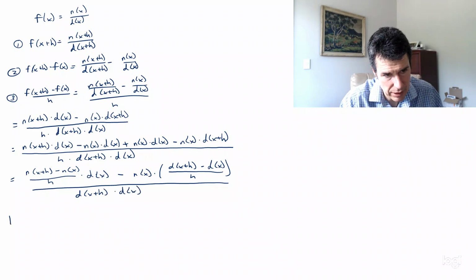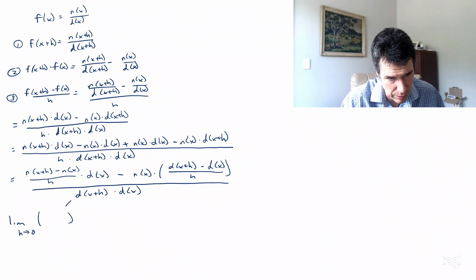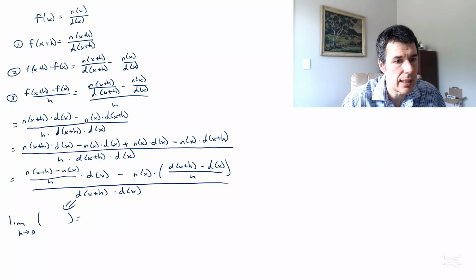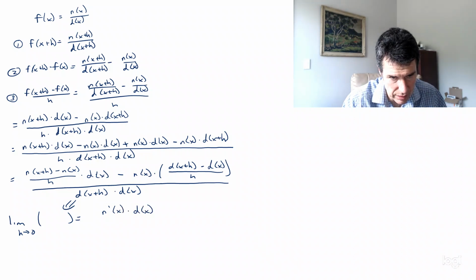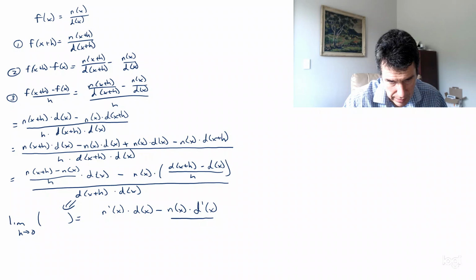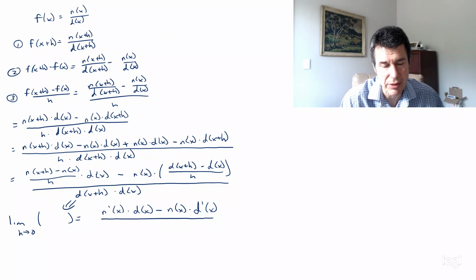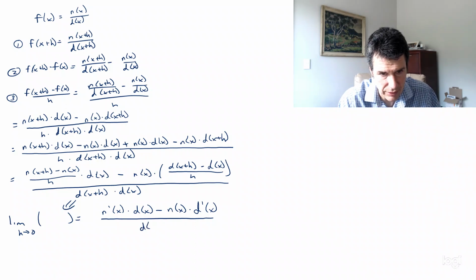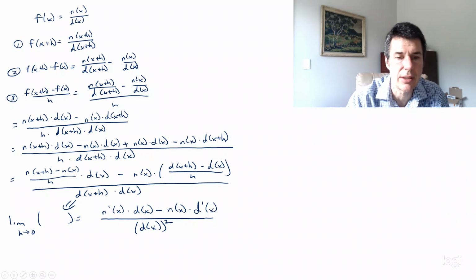And now we take the limit as h goes to 0 of our big mess. And we can recognize this first term is the derivative of the numerator, so n prime of x. Second term is d of x minus n of x times the derivative of the denominator, d prime of x. And then the denominator has, as h goes to 0, this first term become d of x, so d of x times d of x, so that's d of x squared. And so that is our quotient rule.